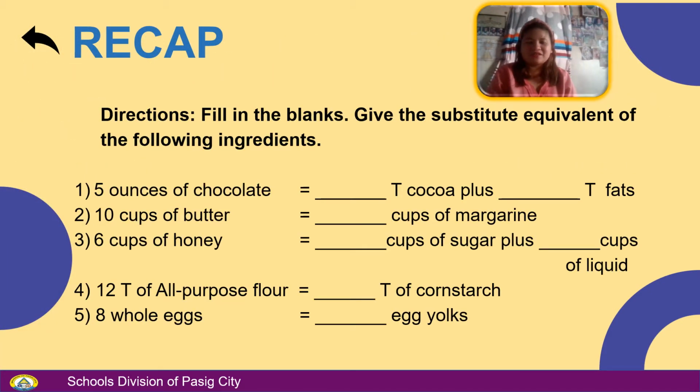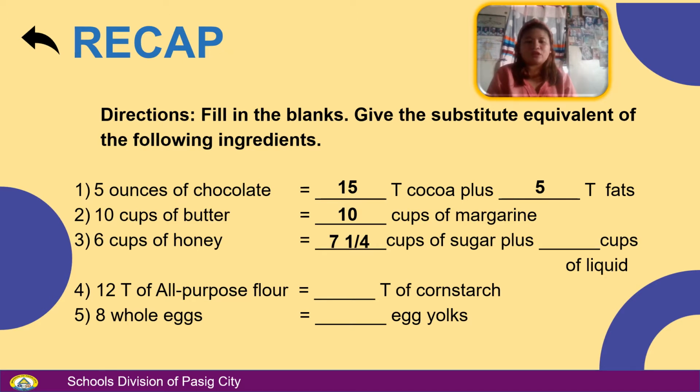Fill in the blanks. Give the substitute equivalent of the following ingredients. Number 1, 5 ounces of chocolate is equal to blank tablespoon of cocoa plus blank tablespoon of fats. 15 tablespoons of cocoa plus 5 tablespoons of fats. Number 2, 10 cups of butter is equal to blank cups of margarine. 10 cups of margarine. Number 3, 6 cups of honey is equal to blank cups of sugar plus blank cups of liquid.